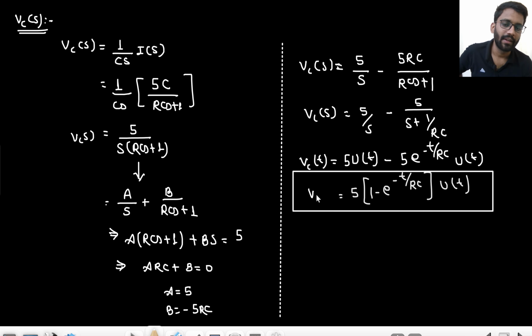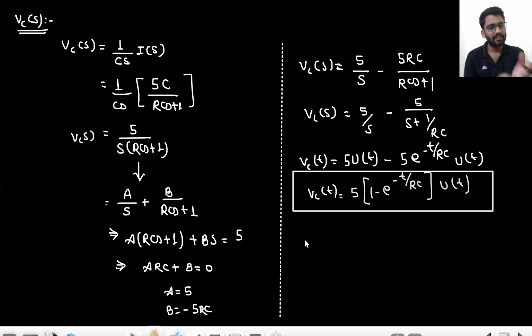How did we solve it? At t equals to 0, the capacitor will act as short circuit. So your VC would be 0 volt, and at t equals to infinity, it will act as open circuit. So your VC would be 5 volt. So from 0 to 5, it will rise. So infinity value is 5 and 0 value is 0. So 5 into 1 minus e to the power minus t by RC into ut. So this is what we got.